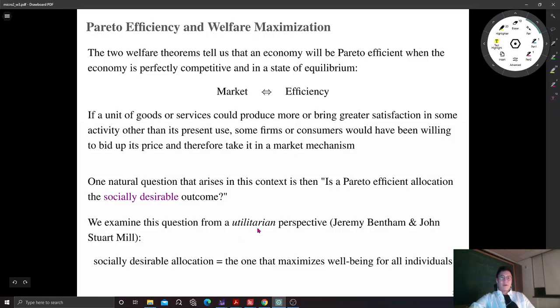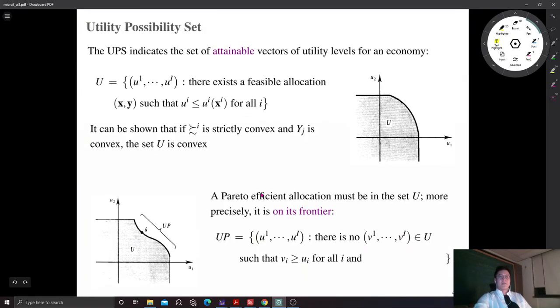So from a utilitarian perspective, the socially desirable allocation is the allocation that maximizes utility or well-being for all individuals. By taking the utilitarian perspective, we are going to examine the question of whether a Pareto efficient allocation is a socially desirable outcome. And the answer is yes.